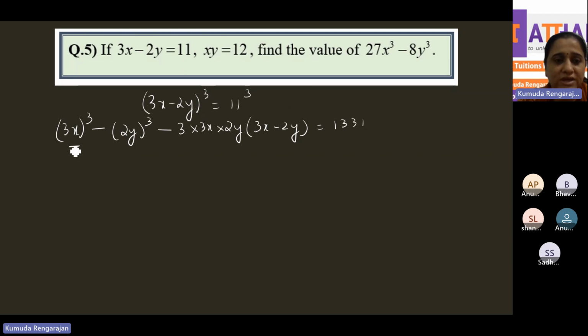So what is 3x minus 2y the whole cube? It's a cubed, 3x the whole cube, minus b cubed, minus 2y the whole cube, minus 3ab, 3 into 3x into 2y, into a minus b, 3x minus 2y. See, a is 3x, b is 2y. A minus b the whole cubed. A is 3x, b is 2y.